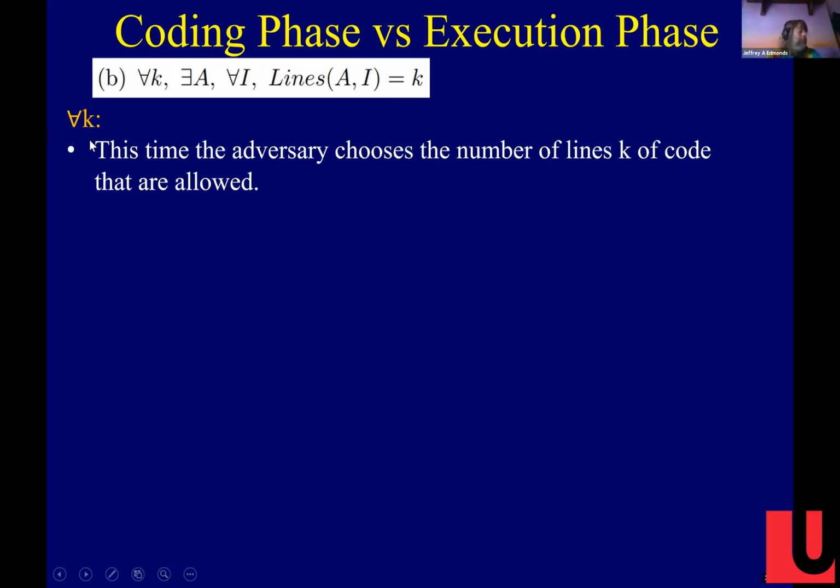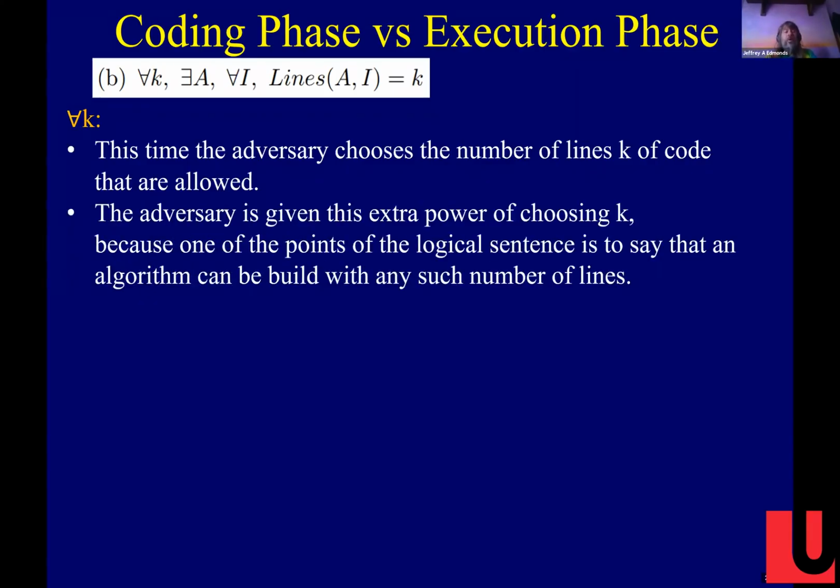All right, I don't know if that helps, but let's then play the game. What is our game? The game is the adversary. It's a for all K at the beginning. So the adversary gets to choose the number of lines K that are allowed. And that's kind of funny. Why is the adversary choosing the number of lines of code, right?